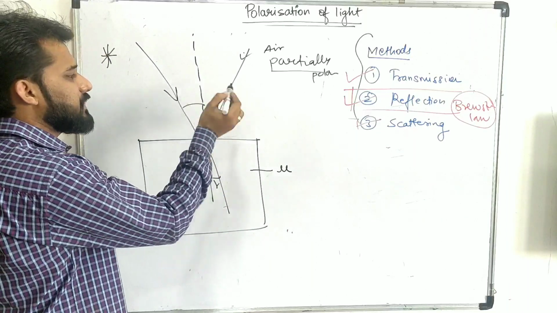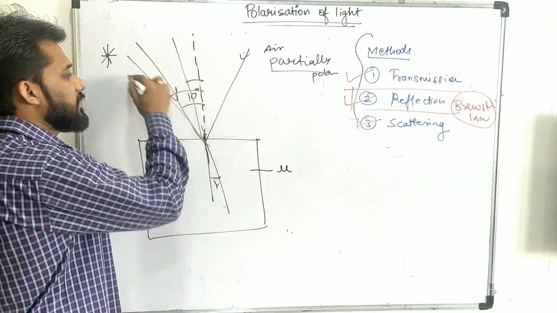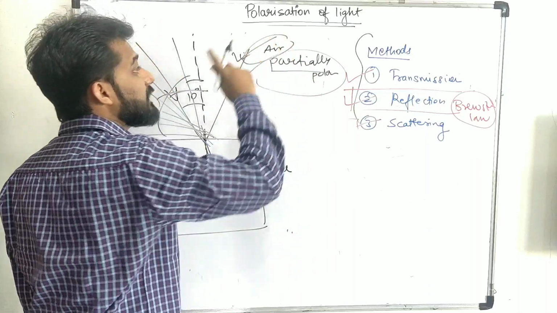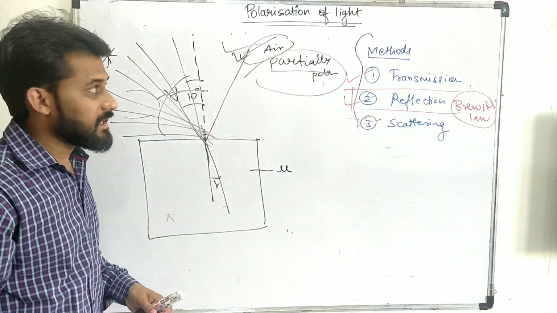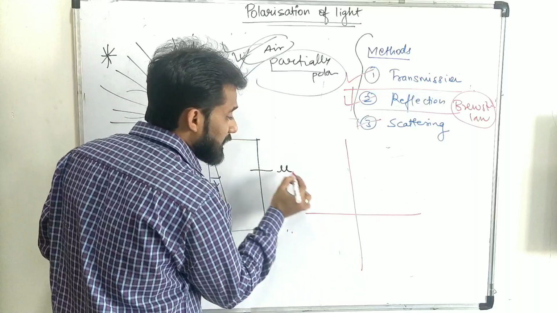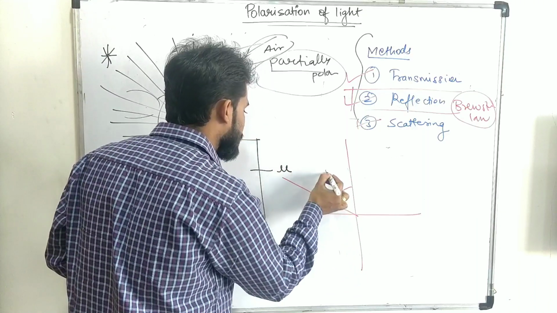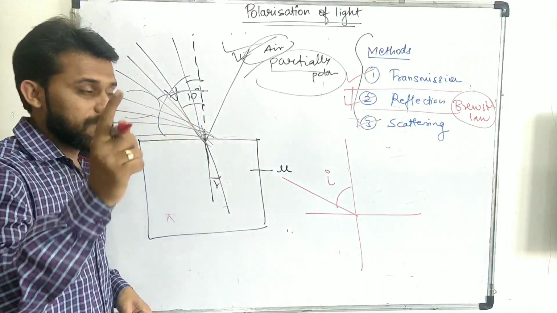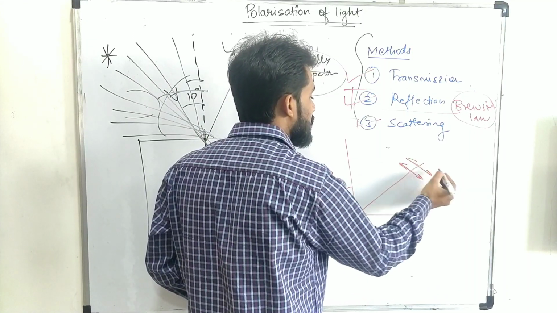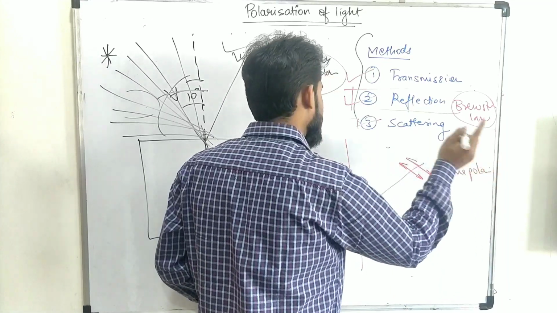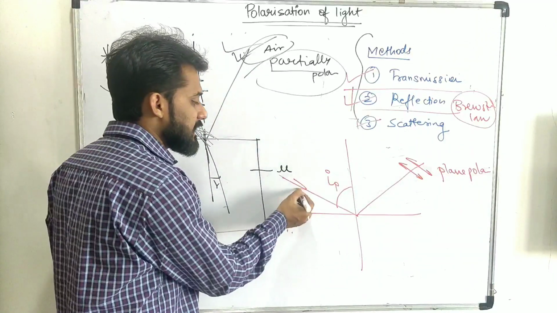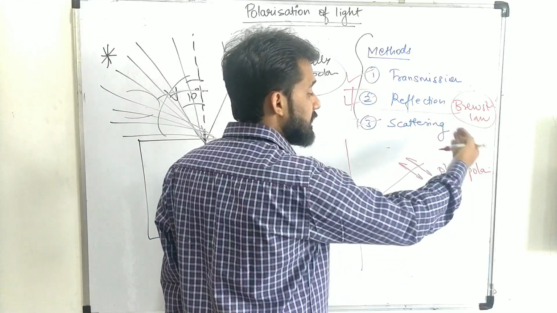So he tried this experiment for different angles, 5 degrees, 10, 20, 30, up to 90, all angles. He checked the behavior of the reflected ray, he was not interested in the refracted one. What he found was very interesting: if light is incident at a particular angle, between 0 and 90, at one particular angle, the reflected ray is completely polarized, plane polarized. This angle was named after him, Brewster's angle or polarizing angle. When the light is incident at the polarizing angle, the reflected light is plane polarized.